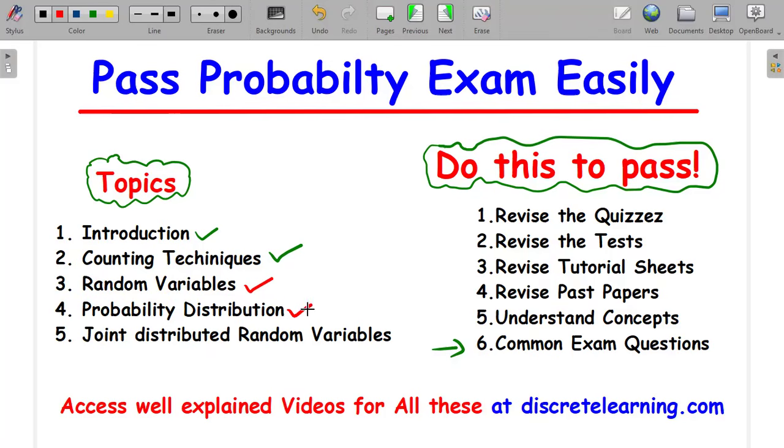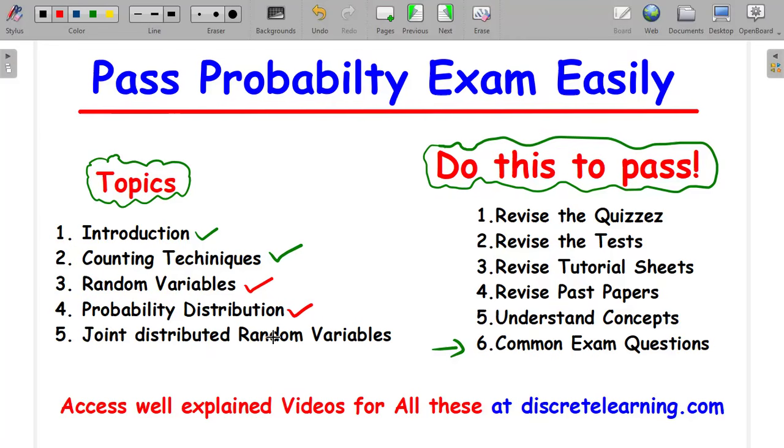Under topic 4, which is probability distributions, we're going to have special discrete distributions and also special continuous distributions. The distributions include the binomial distribution, the Poisson, the geometric, negative binomial, and hypergeometric, those are discrete distributions. And then you're also going to talk about the continuous distributions, which include the uniform, the exponential, the gamma, the beta, and the normal distributions.